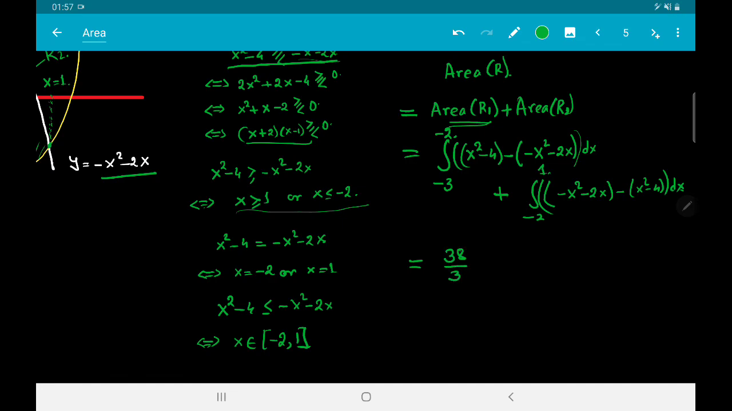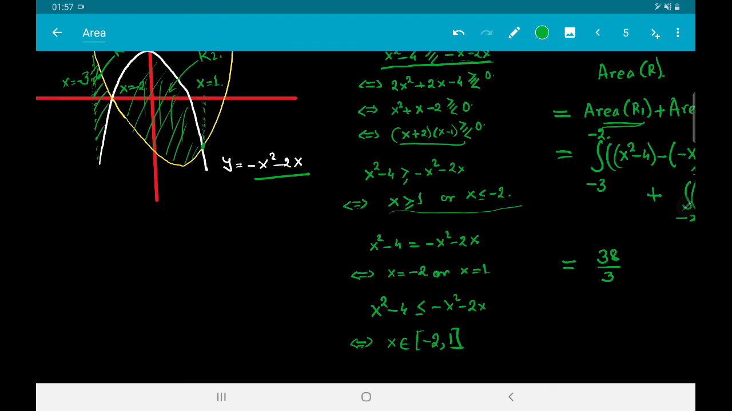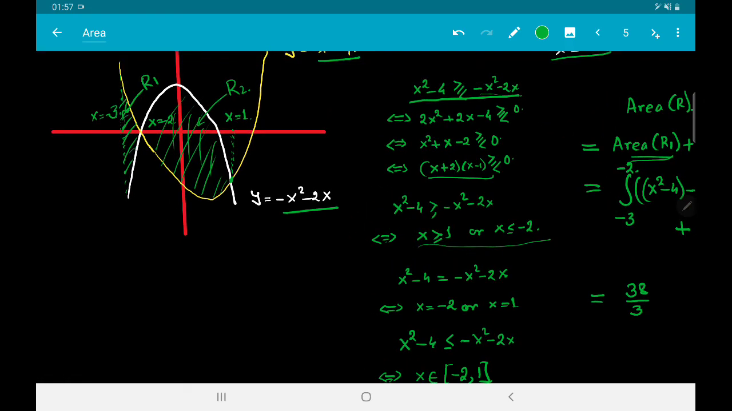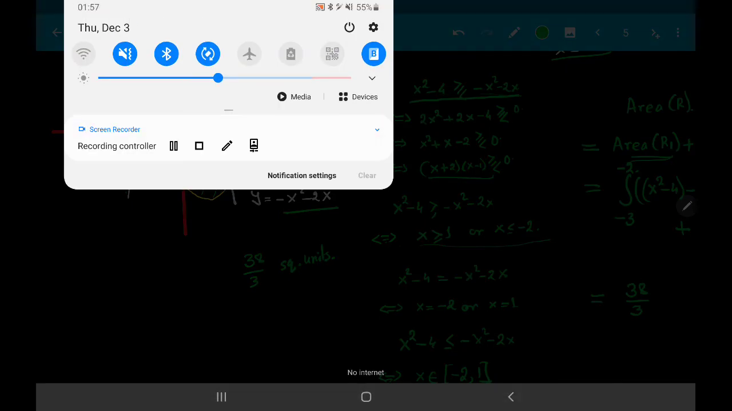And if you calculate this integral correctly, you will see that this integral will turn out to be equal to 38 by 3. So what have we shown? That the area of the region which is shaded in green is equal to 38 by 3 square units. So we will look at more applications in our later videos.